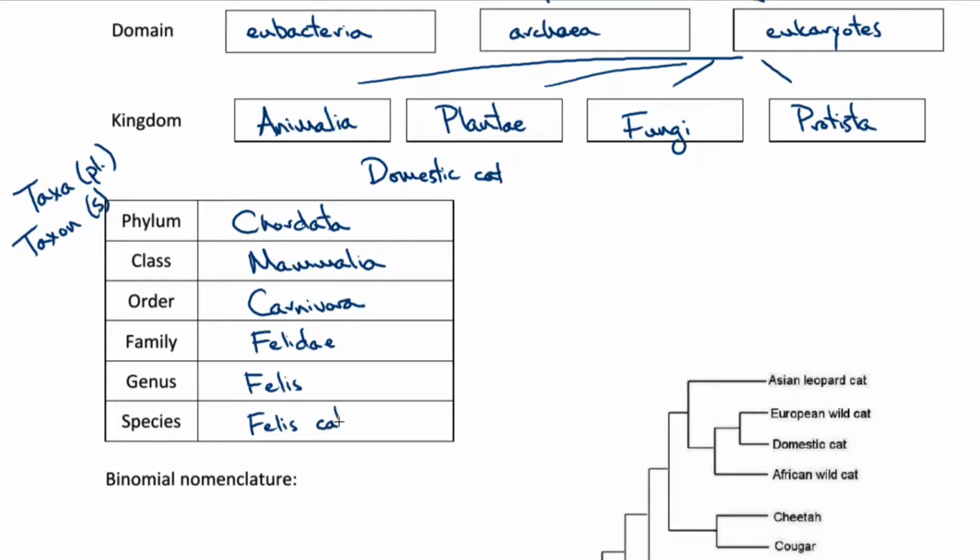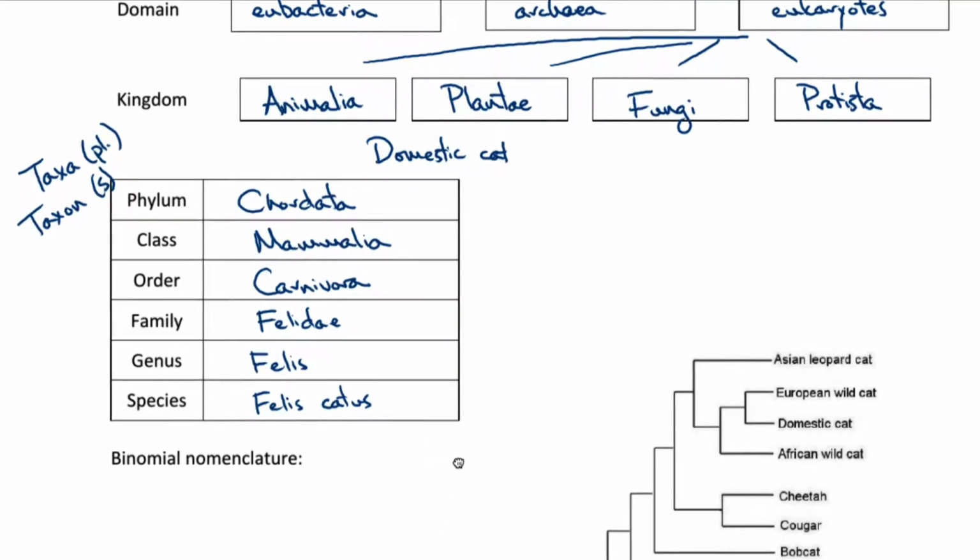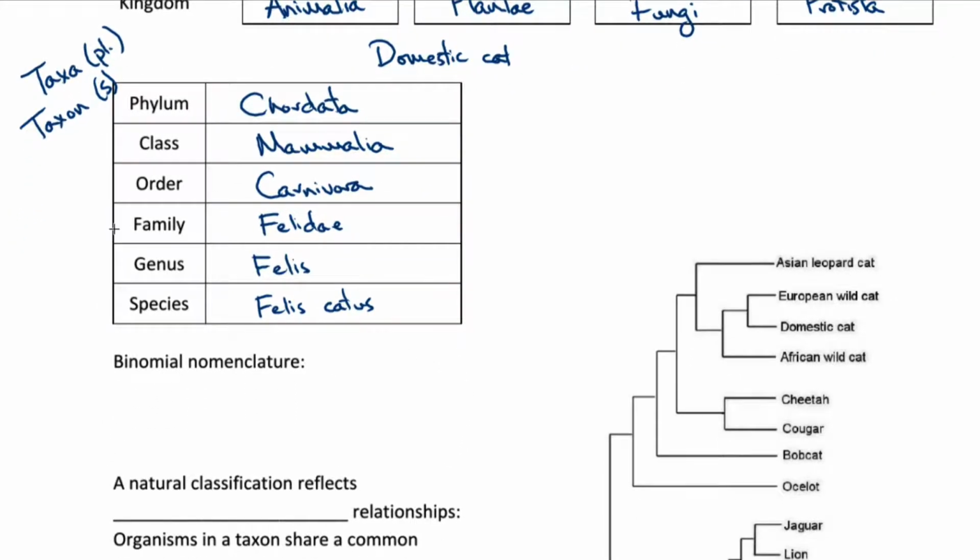You can see here that it has a 2-part name. The first part of the species name is actually the name of the genus, and then the second part is special to the species, and that's called the specific epithet, in this case, catus. This is called binomial nomenclature. So binomial nomenclature, binomial means 2, nomenclature means naming. In the case of the domestic cat, gives us Felis catus. And if we were typing this, we would italicize this. Also note that the genus is capitalized, but the specific epithet is not.